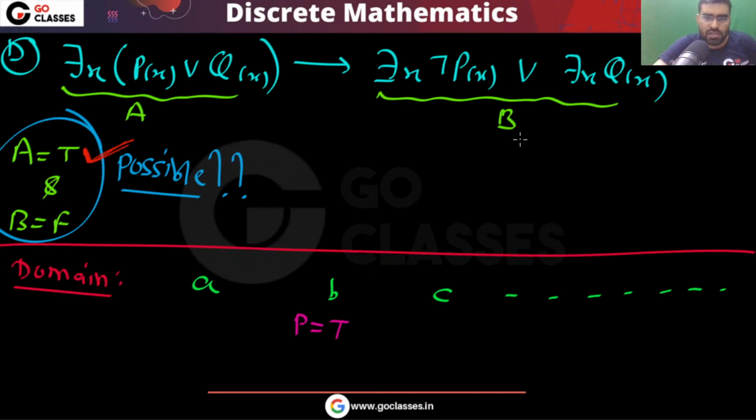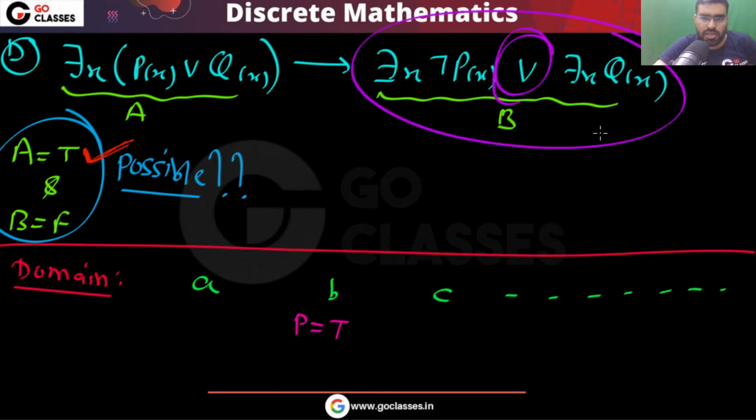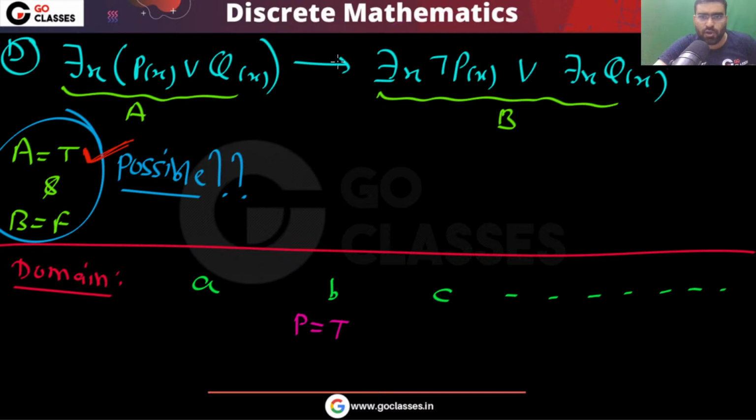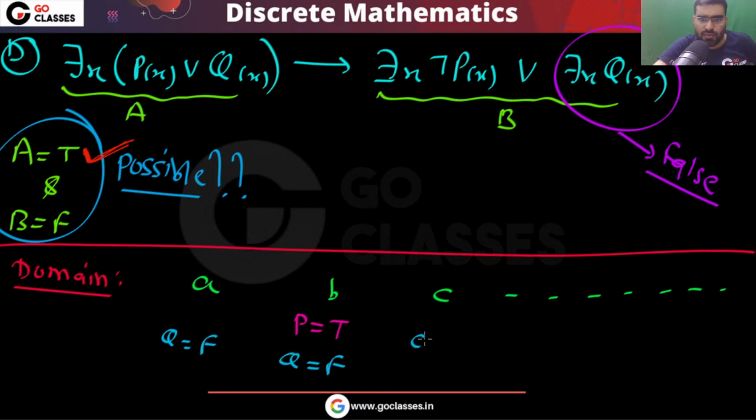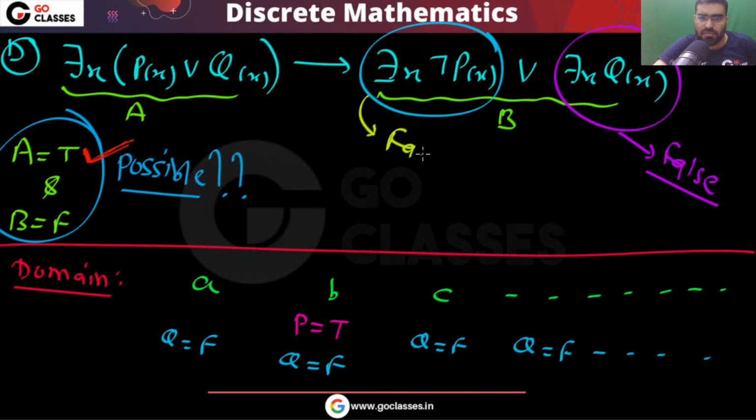Now can you make B false? If you want to make B false, this is OR, remember there is OR here, disjunction. So if you want to make B false, then definitely you have to make it false. Of course I can make it false. This is existential quantifier Qx. If you want to make it false, then for every element in the domain, Q must be false.